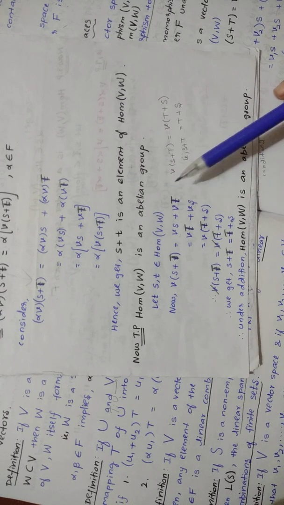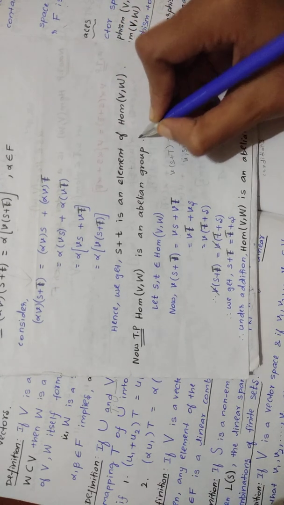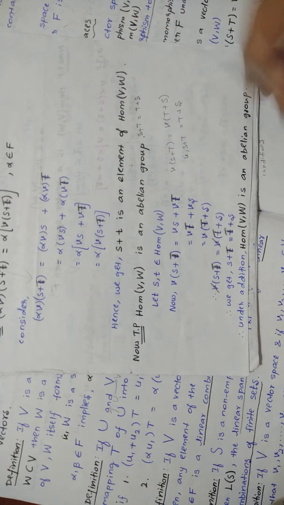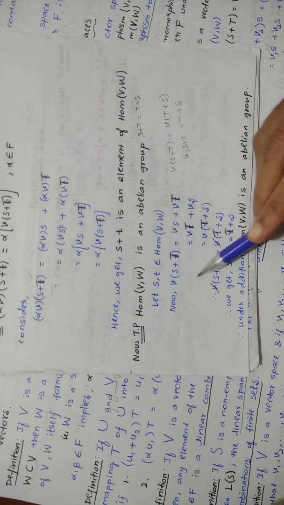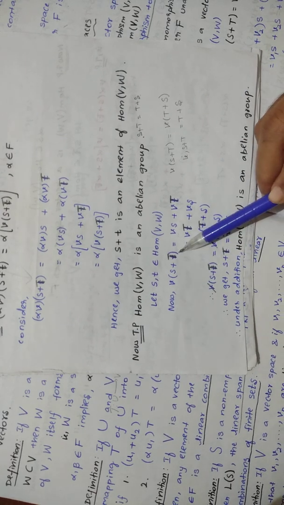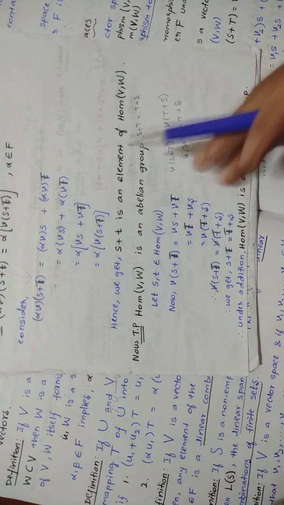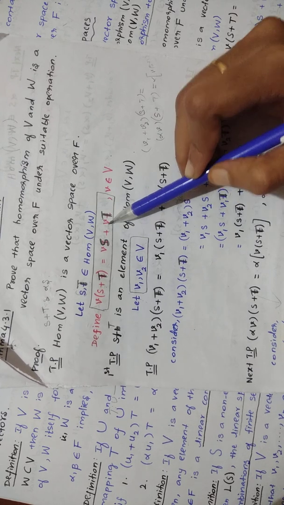So here finally, if you want to say this homomorphism of v comma w is an abelian group, what you have to do, you are here going to prove that with the operation addition. Okay, with the operation here you have to prove s plus t is equal to t plus s. If you prove this, then you can say that homomorphism of v comma w is an abelian group. So here consider v of s plus t is equal to, this can be written as vs plus vt. How have you written this? You are writing this with the help of this.